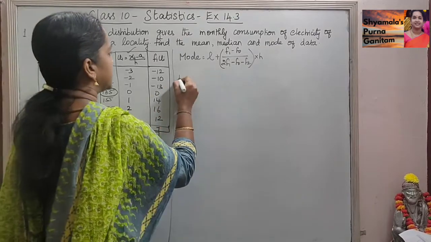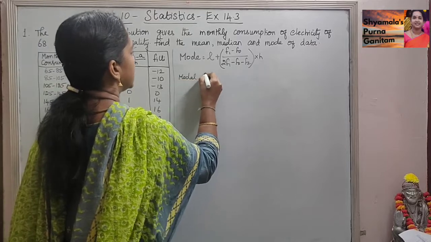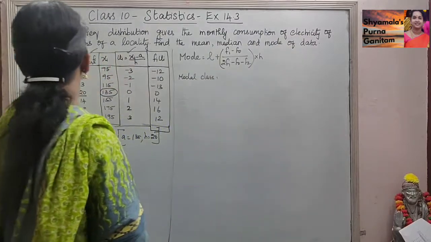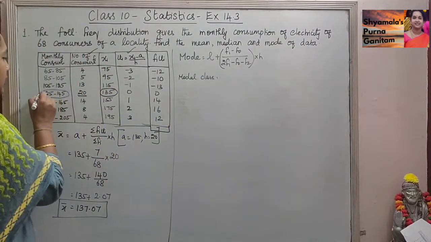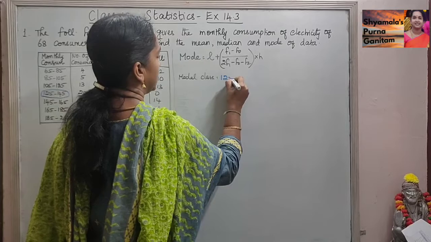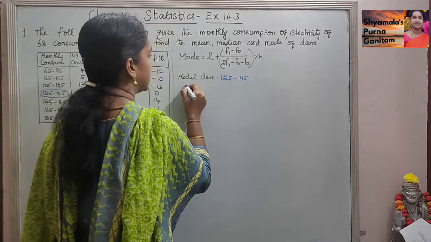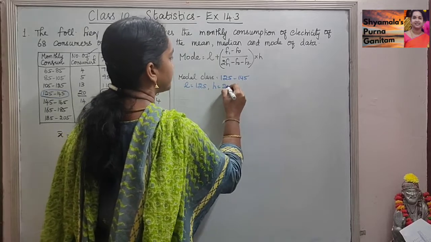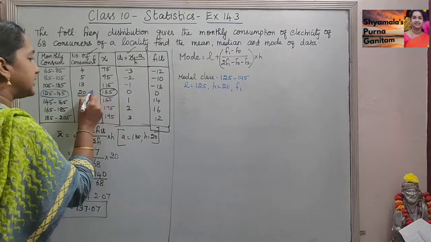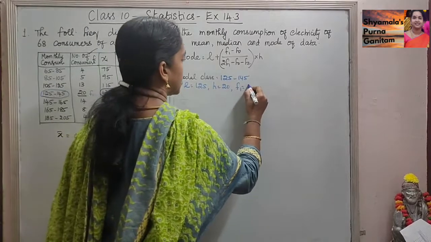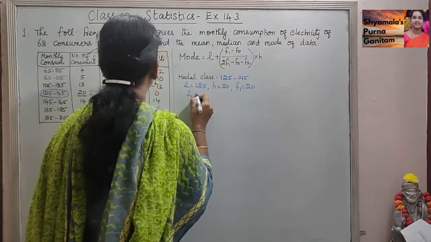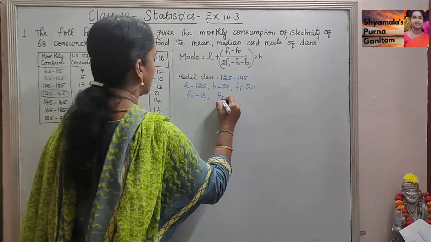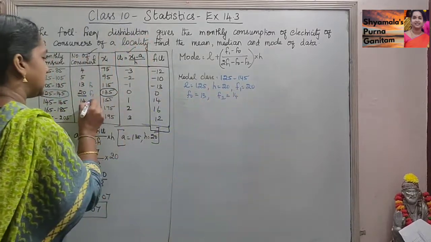So the modal class for this data is 125 to 145. 125 to 145 is the modal class. So the lower limit is 125, H is 20, and F1 is the frequency that we got, that is 20. Then F0 is 13. Then F2 is 14.